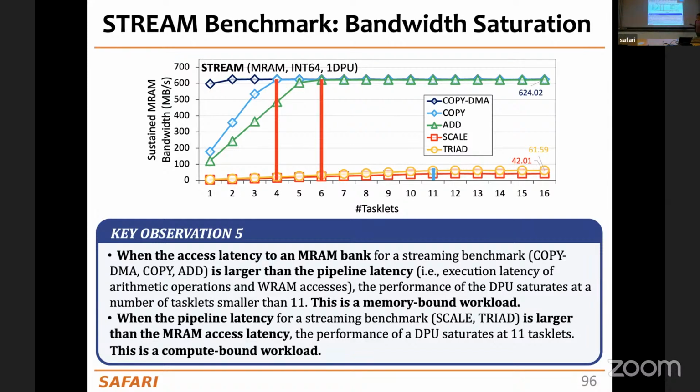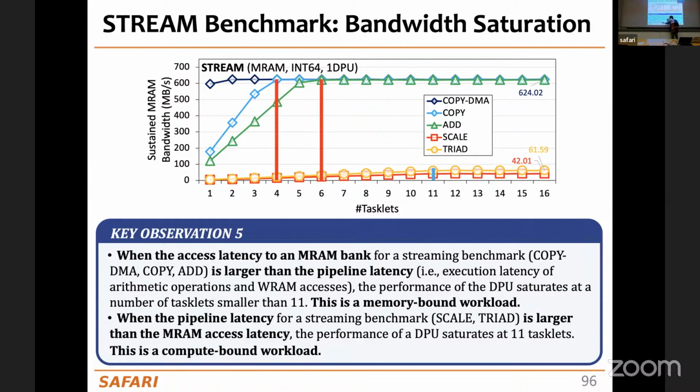And the key takeaway here is that saturation point at 11 tasklets is happening with very little computation, right? So we expect that when we have more computation, it will continue happening. And that's because most of the execution cycles are spent on the pipeline, on executing instructions, not accessing memory, right? So here it happens exactly the other way around as it happens in conventional processors.